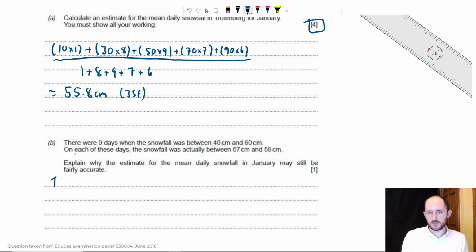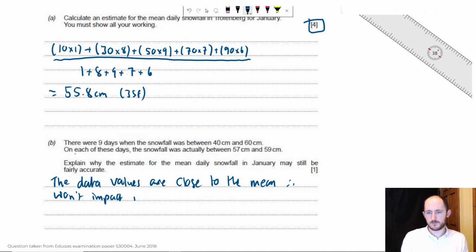So the data values are close to the mean. Therefore, won't impact it much. We'd be worried if these values were twice as big or something. But in this case, they're very close anyway, so they wouldn't really change it by much. That's fine.